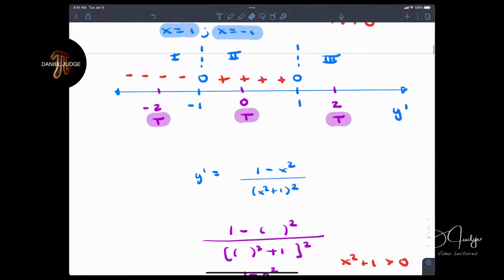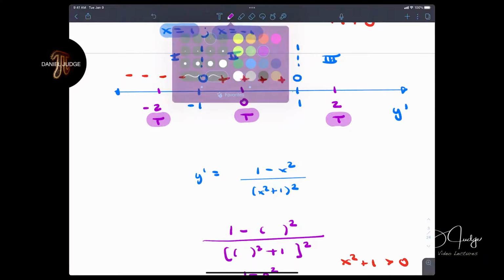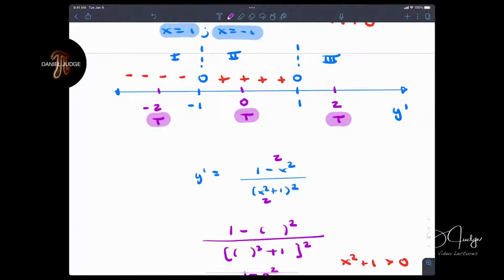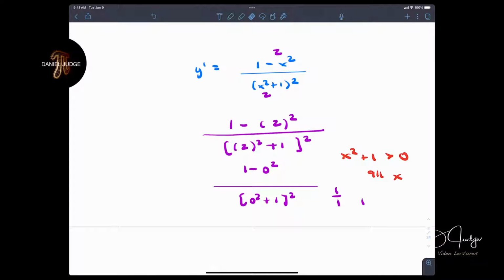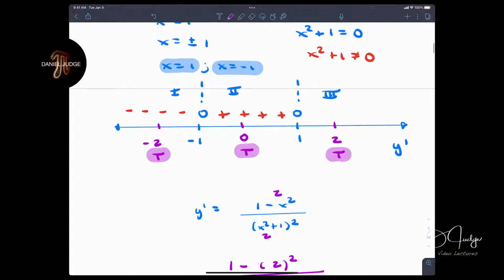We need a test point for region 3 now. 2. So when we test region 3, we get 1 minus 2 squared in the numerator, which is a -3. And we get 2 squared plus 1, 4, that's 5. So it's going to be -3 over 5 squared, which is 25. And so, ladies and gentlemen, that's negative. We don't care about the answer. Region 3 is negative.